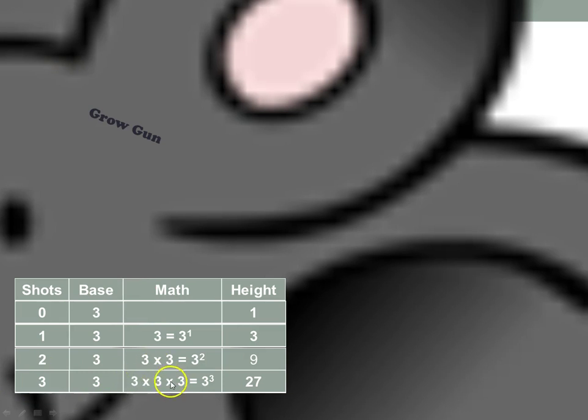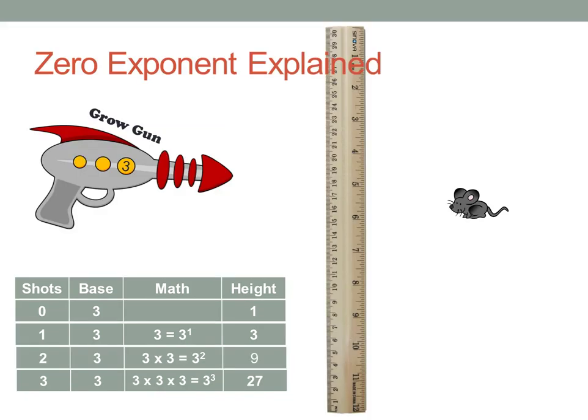But on the third shot, it's 3 times 3 times 3, which is 3 cubed, or 27 inches. Holy cow, this grow gun is out of control. Now, I'm not going to zap it again. It makes me too nervous. This thing might take over the world. But let's go back and take a look at what we saw here.